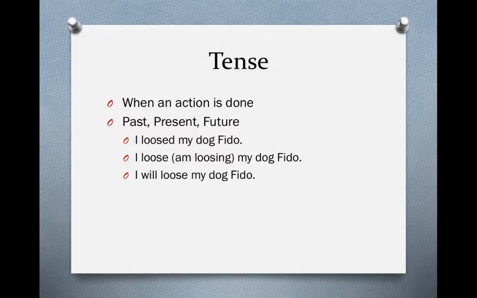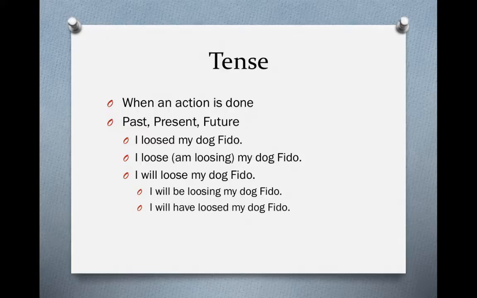Sometimes it's more continuous. I was loosing. I loose or am loosing. In the future, we generally add a helping verb will to make clear to our listeners or our readers that it's an action in the future. There's also different ways we can describe these tenses. If I said, I will be loosing my dog Fido, again, that would be more of a continuous action. If we say, I will have loosed my dog Fido, that's a little more perfective.